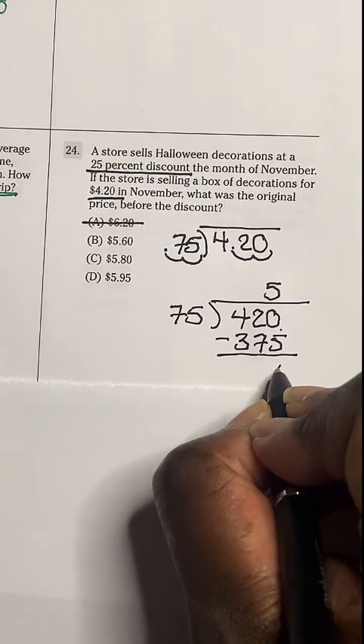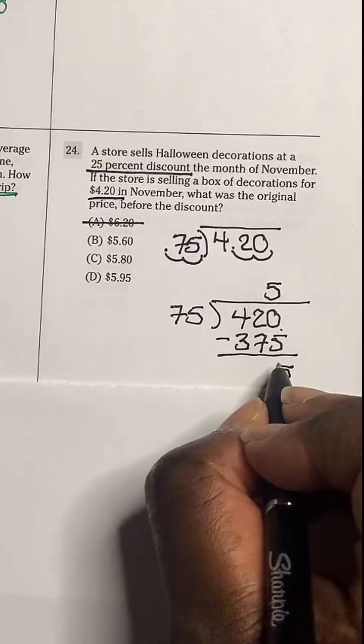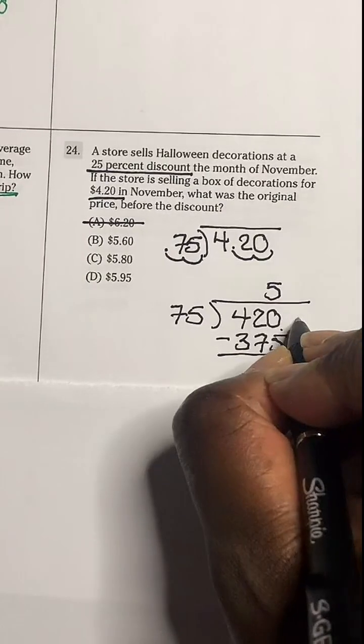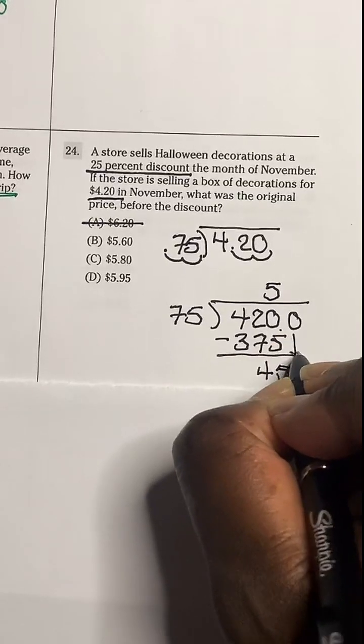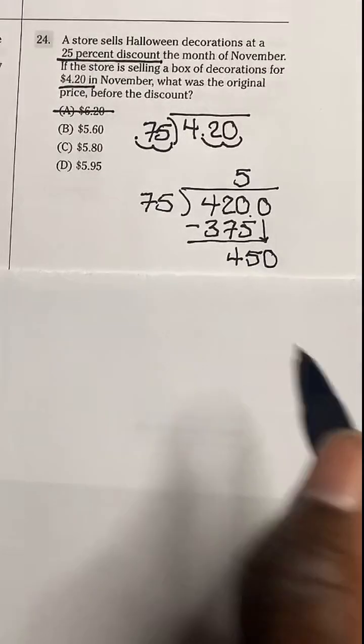So now we have 5. That's now 1 with the 11. So this will give me 4. Adding a 0, bringing the 0 down. So now I can make it $4.50. Put my decimal up here. Almost forgot.